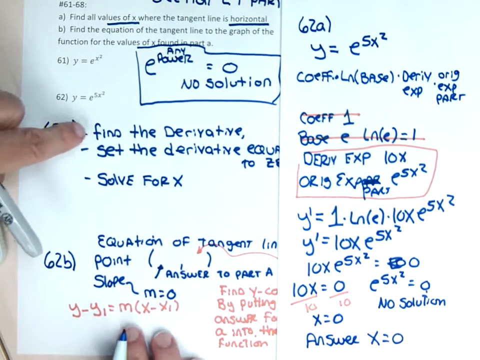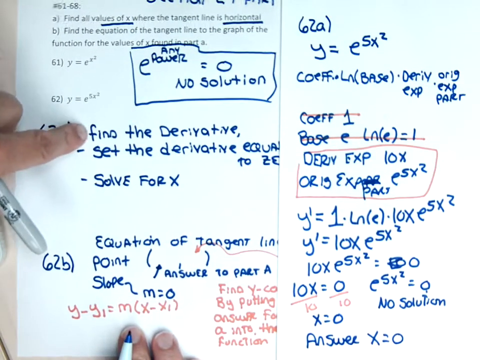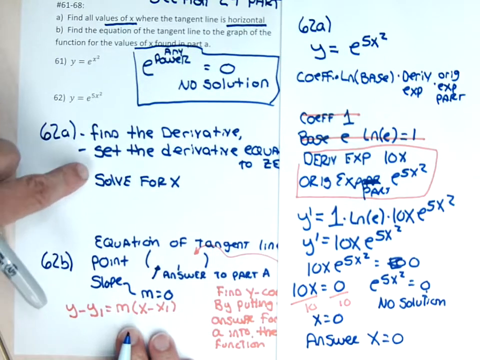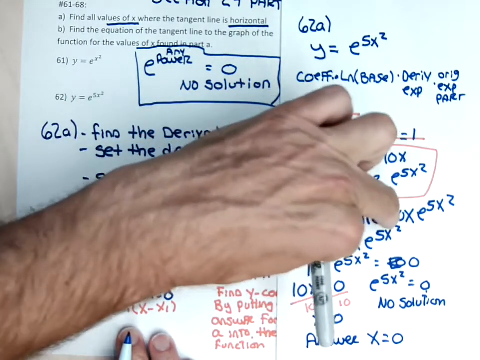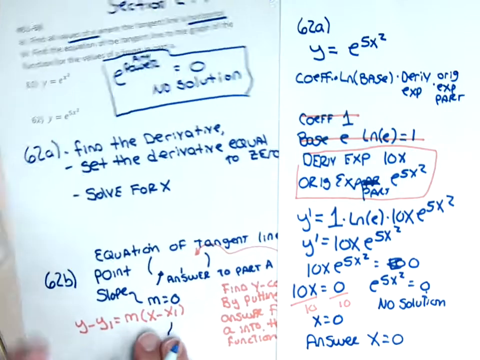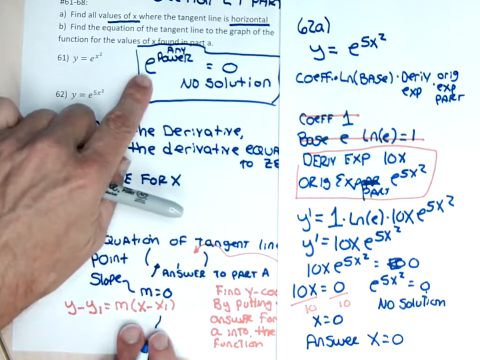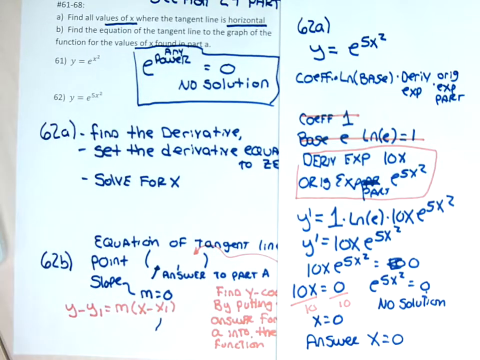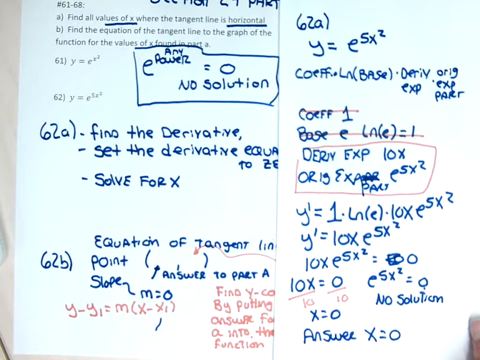So I did exactly what I said I needed to do. I found the derivative, I set the derivative equal to 0, I solved for x. Because the derivative was factored, I split each of the factors up, set them equal to 0, used the fact that e to any power doesn't have a solution when you set it equal to 0. Now I'll move on to part B.